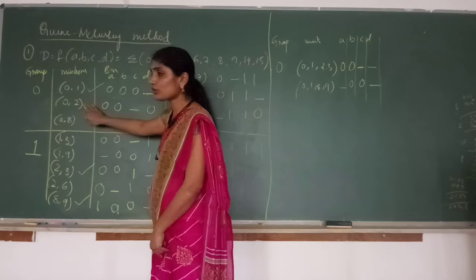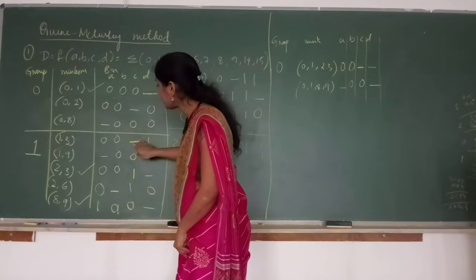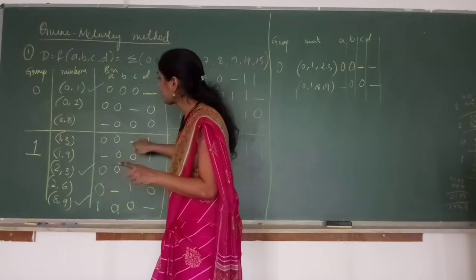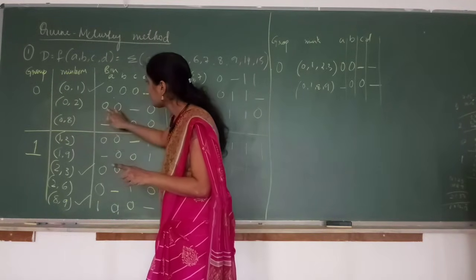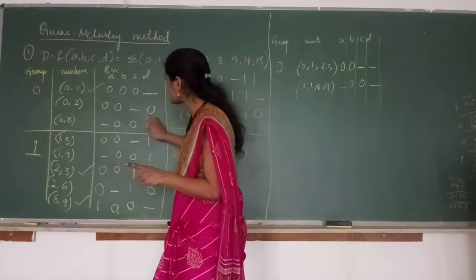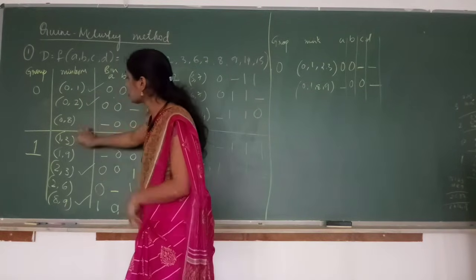Now compare 0, 2. Dash is for C. Just check. Yeah, here dash is for C. There should be only one variable difference. Just check. Can we group 0, 2 with 1, 3? A is 0, B is 0, dash is in the same position, and there is only one variable difference, that is D. So I can group 0, 2 with 1, 3.